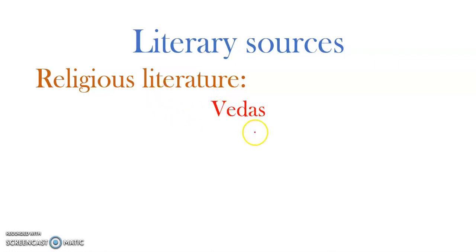So yes, we have discussed the sources for reconstructing history in the previous class. That is, sources for reconstructing history, mainly literary sources and non-literary sources. In the literary sources, we have seen religious literature and non-religious literature. Religious literatures are the texts where religion is a theme.